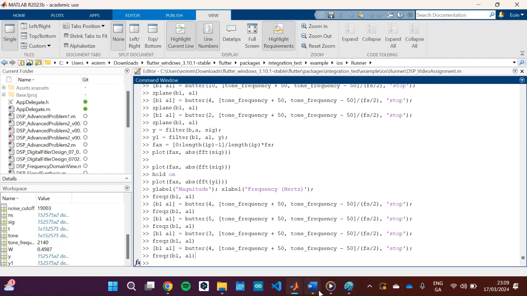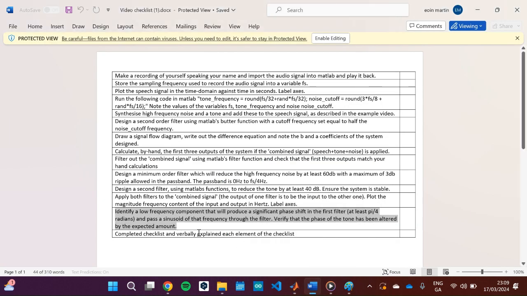Anyway, now, last part. Identify low frequency components that will produce a significant phase shift in the first filter of at least pi over 4 radians and pass the sinusoid of that frequency through the filter. Verify that the phase of the tone has been altered by the expected amount. Alright.